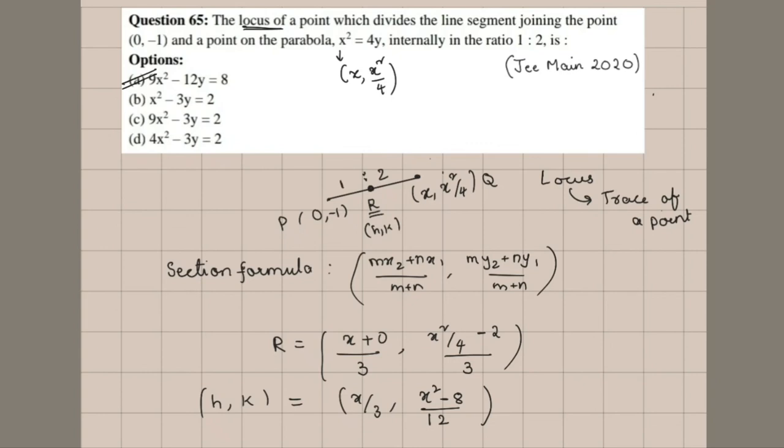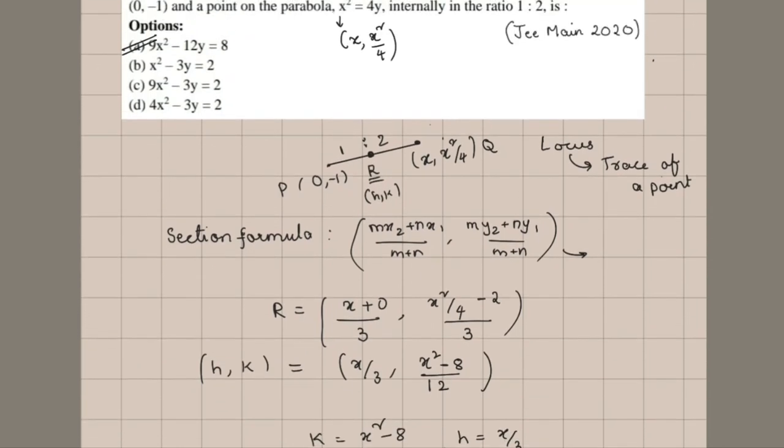So the new concept which is included is locus, which is nothing but trace of a point. The whole concept involved in this question is the section formula, which is the basic thing in the straight lines. You have learnt in 10th standard also. We have discussed in lecture 1 very briefly how this section formula came. Similarly, this is internal division. If it is externally divided, you will get mx2 minus nx1 by m minus n.